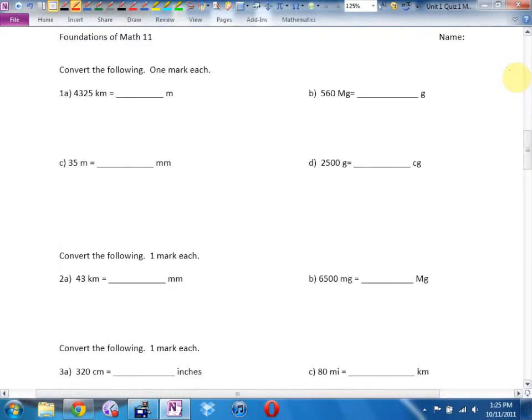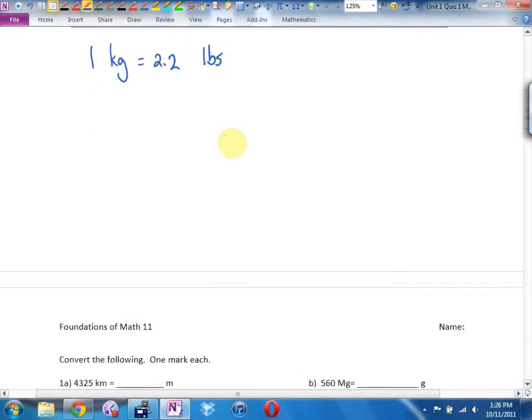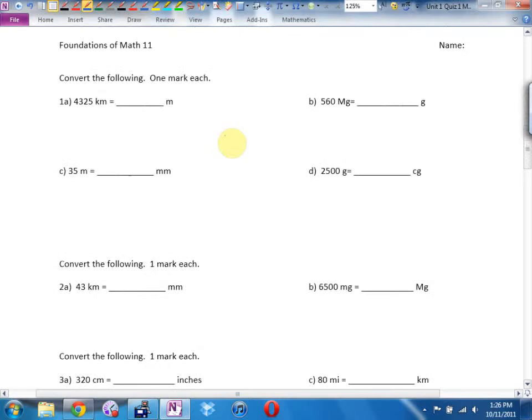Number one says convert the following, one mark each. Oh, and we did add one more thing. I think we said that you needed 1 kilogram equals 2.2 pounds, because I forgot to include that in there. Convert the following, one mark each.